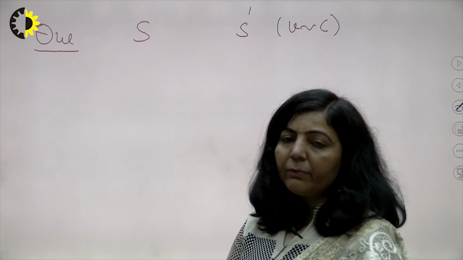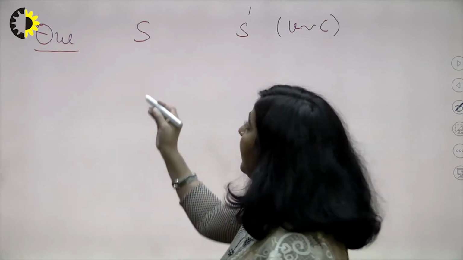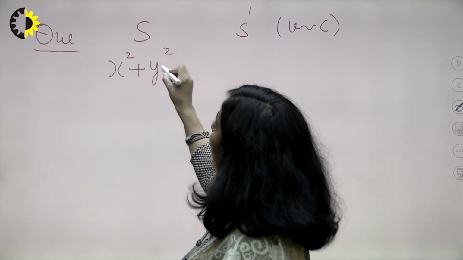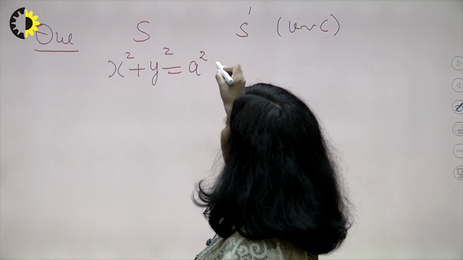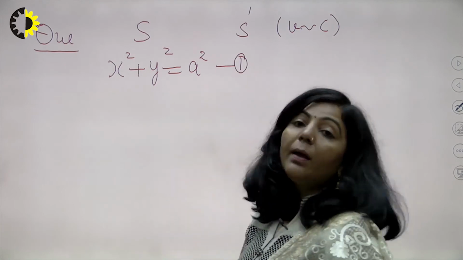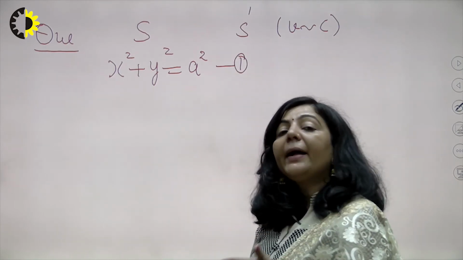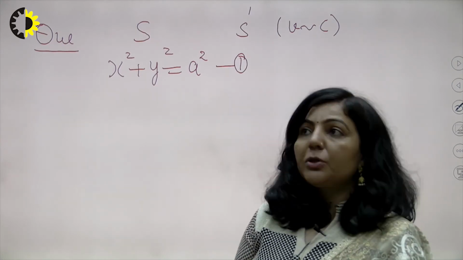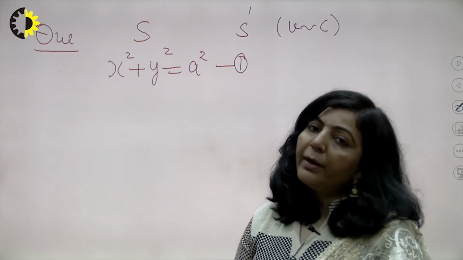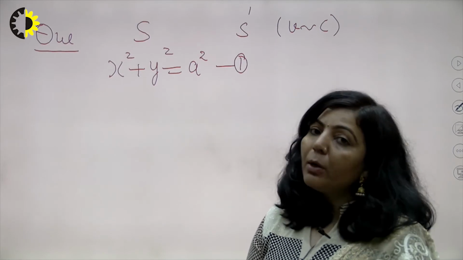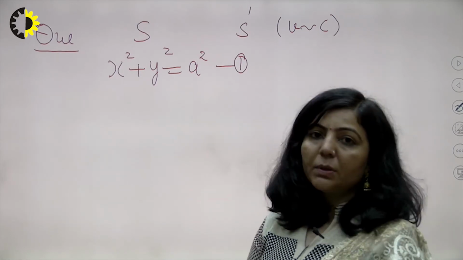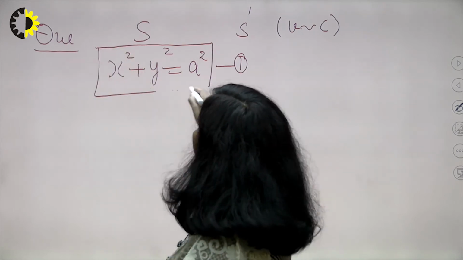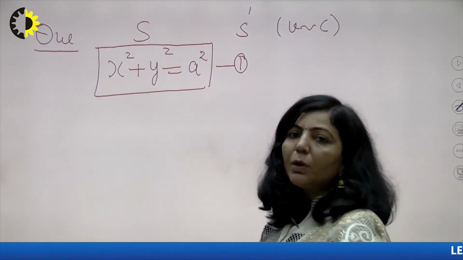I hope you are getting my question. You have to prove that x square plus y square is equal to a square, which is the equation of a circle, will become an ellipse when it is observed from another inertial frame, which is moving with a constant relativistic speed v, comparable to c. So you have to prove this. You know this is the equation of a circle: x square plus y square is equal to a square.